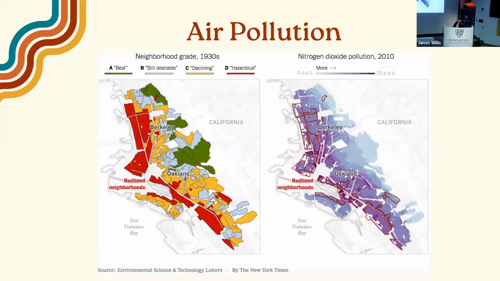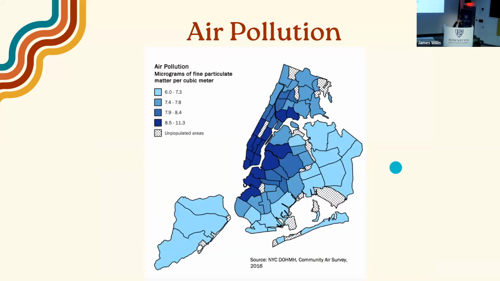Looking at this study of redline neighborhoods in California, in the Bay Area, we have our redlined areas here. And this study actually showed that the redline areas have 2 times the amount of nitrogen dioxide pollution as the green areas over here. Looking at air pollution in New York City, this is probably not surprising. A lot of our air pollution is concentrated around here, but we still see an increase in our redlined areas, in our communities as well.